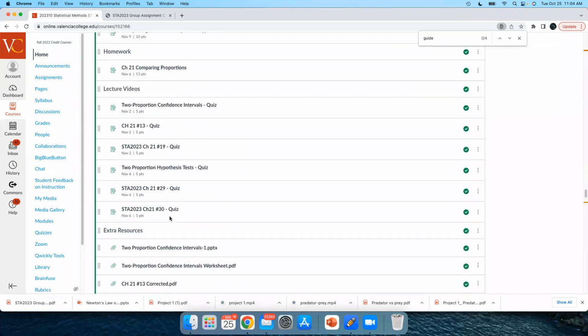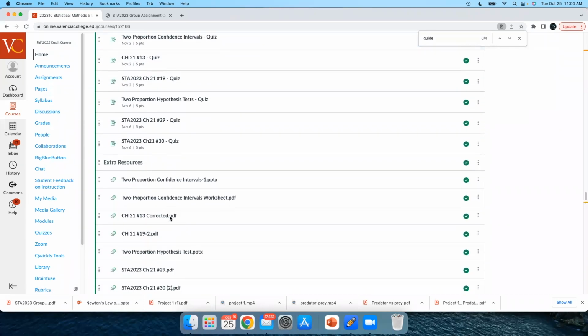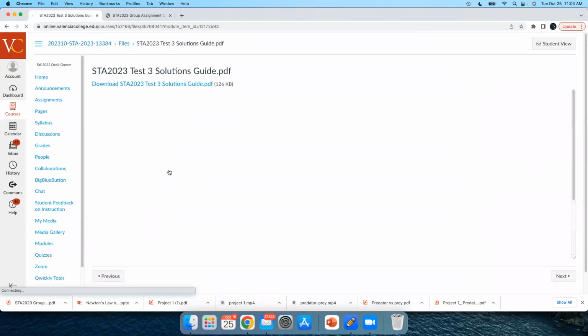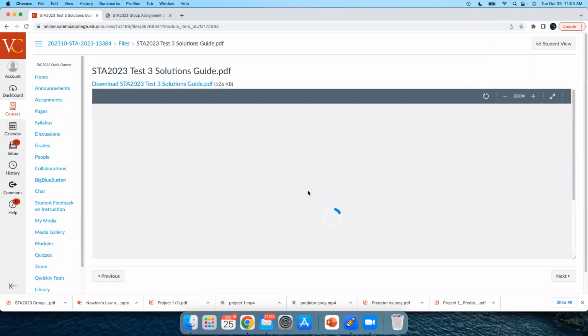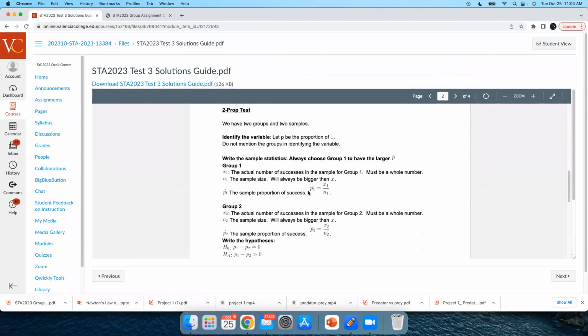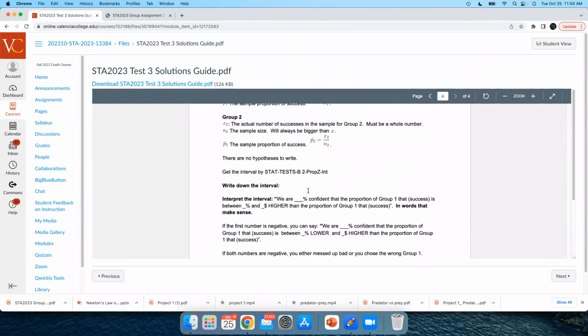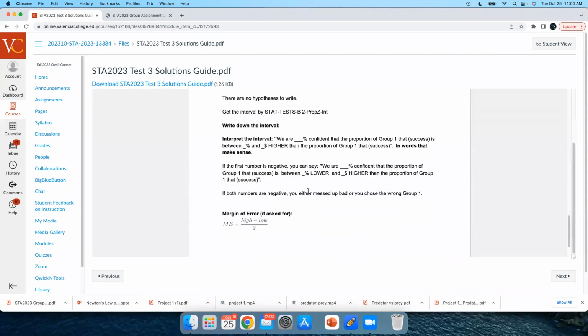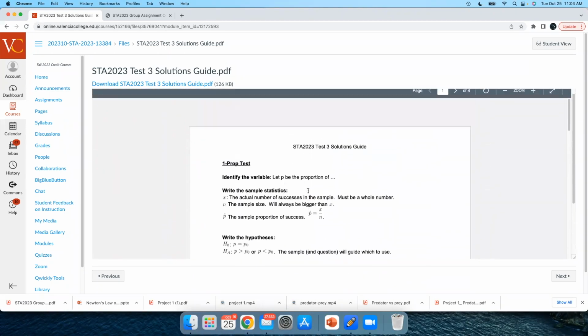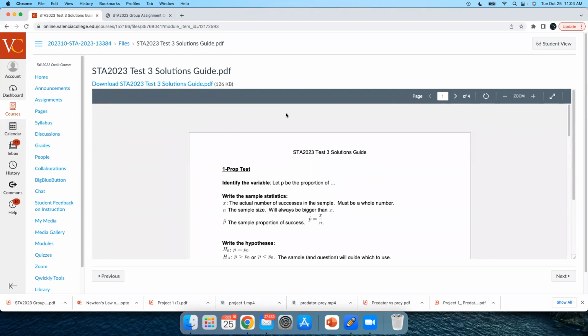So I've added it in here at the end of the chapter 1 module, a solutions guide for all of test 3. You can have this with you when you're taking test 3. It literally walks you through the 4 different kinds of problems we're going to have. Every step, every calculator button, everything. So this is a really useful tool. I would recommend looking through that.